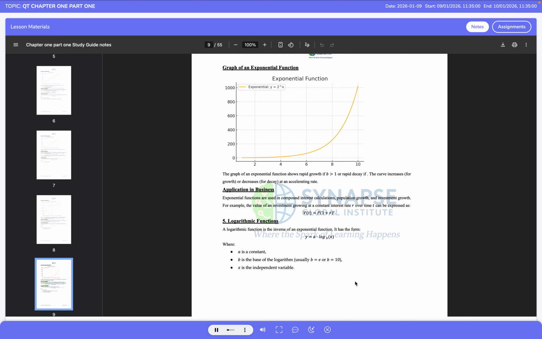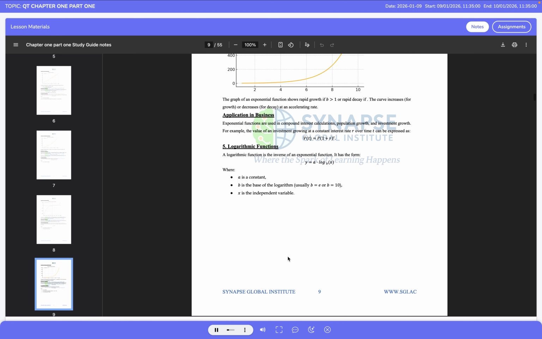A logarithmic function has the form y equals a multiplied by log base b of x, where a is a constant, b is the base of the logarithm, usually e or 10, and x is the independent variable. The graph of a logarithmic function, as shown in the material, starts at negative infinity and increases slowly as x increases. The curve approaches but never reaches the vertical axis, which acts as an asymptote.